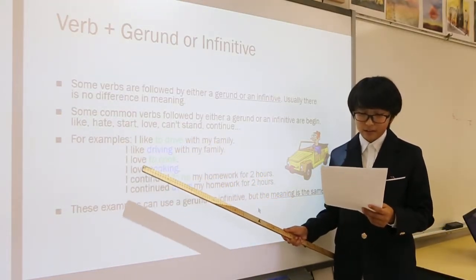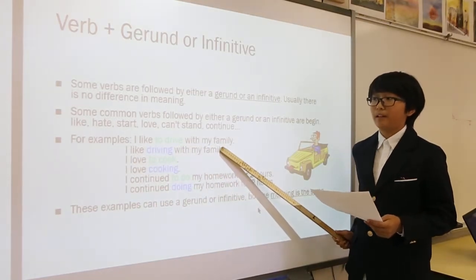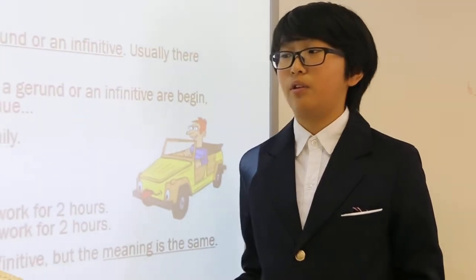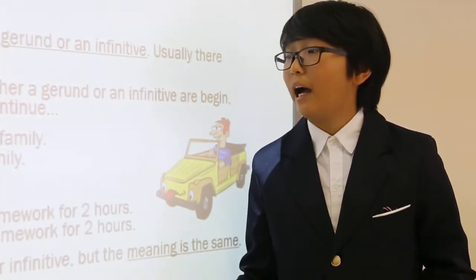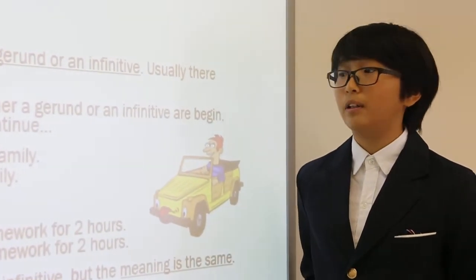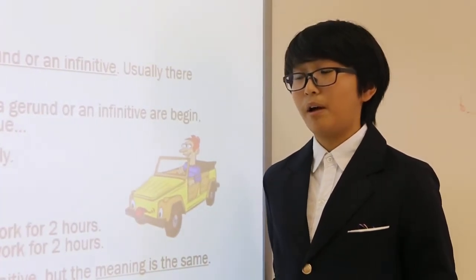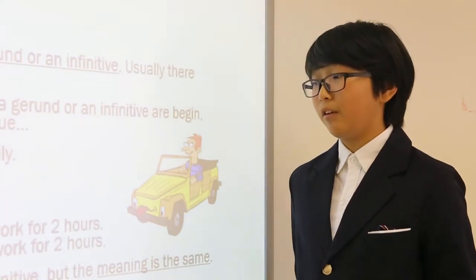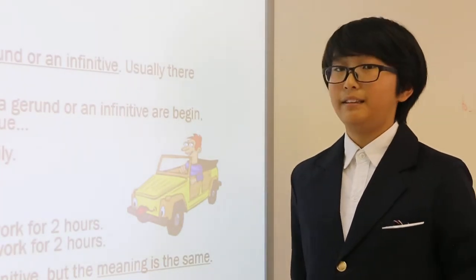For example, I like to drive with my family. I like driving with my family. I love to cook. I love cooking. I continue to do my homework for 2 hours. I continue doing my homework for 2 hours. These examples can use a gerund or infinitive, but the meaning is the same.